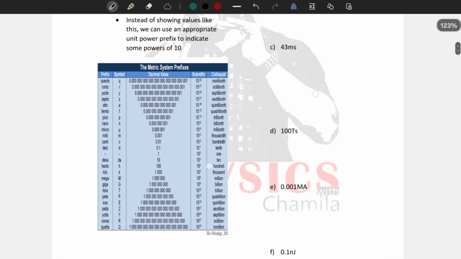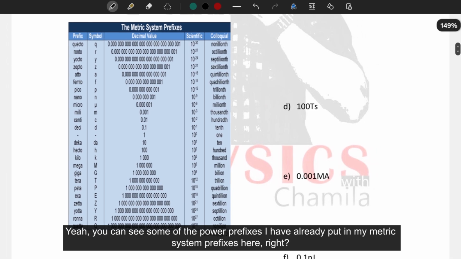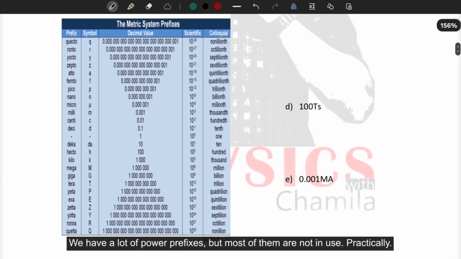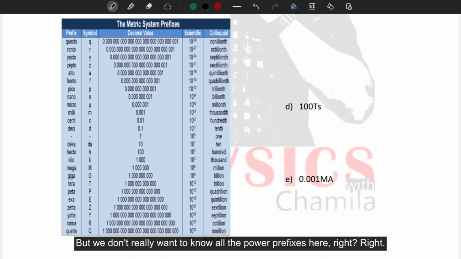We get the help of power prefixes in order to get rid of these difficulties. For example, you can see some of the power prefixes I have already put in my metric system prefixes here. We have a lot of power prefixes, but most of them are not in use. Practically, we don't use all of those power prefixes, guys. But I have put almost all of them here in case you want them, but we don't really need to know all the power prefixes.